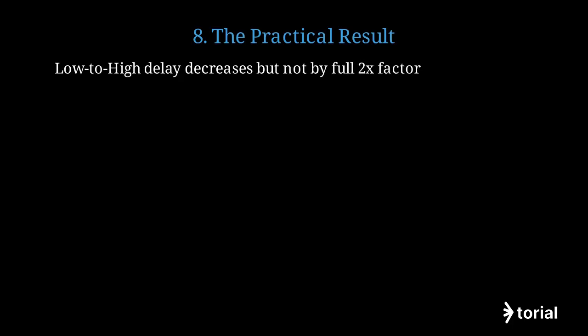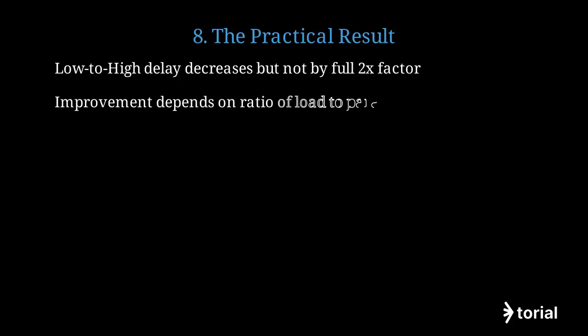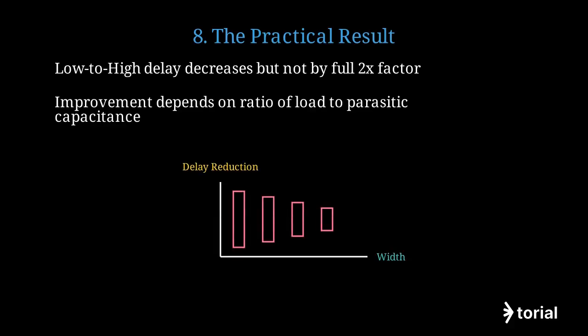What does this mean in practical terms for the propagation delay? The low to high delay decreases, but not by a full factor of 2. The actual improvement depends on the ratio of load capacitance to parasitic capacitance. The delay reduction follows a diminishing returns pattern as PMOS width increases.